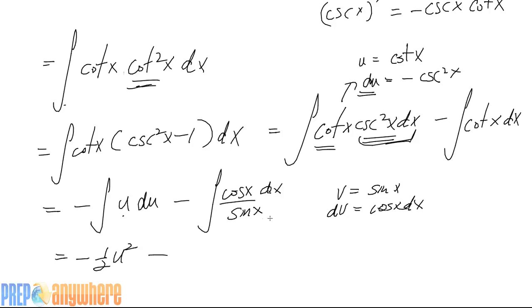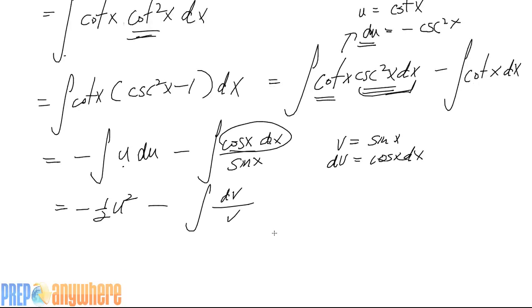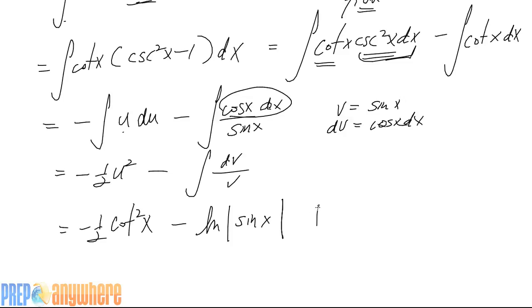Here you can see that you can replace that all with dv, and that's v. So u here is cotangent, so I'm going to replace it with cotangent squared x. This is ln of the absolute value of v, which is sine of x. And that's it, plus constant.